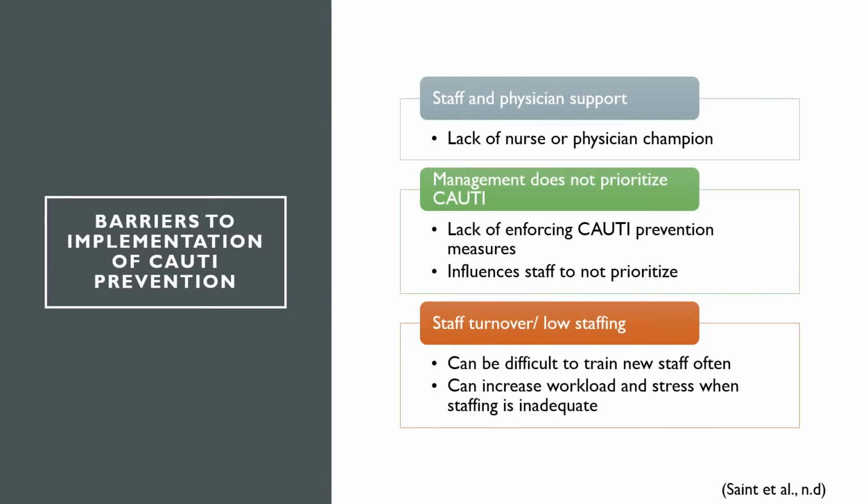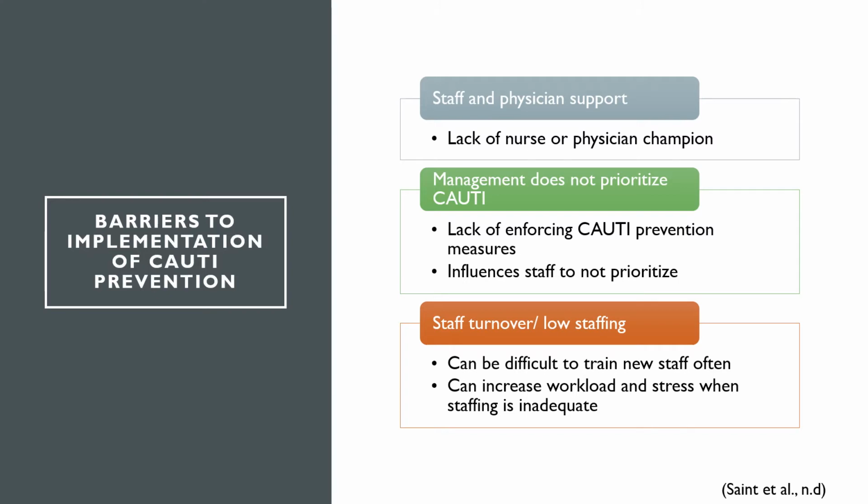There are many barriers to implementing any new program. In this case, we are going to review a few possible barriers facilities might face when trying to implement CAUTI prevention measures. Lack of staff and physician support is one barrier. Lack of nurse or physician champion. This means there is no one pushing and encouraging the team to implement or adhere to the program.